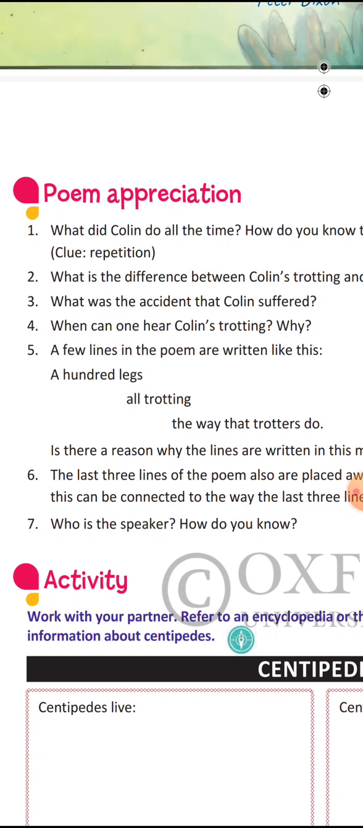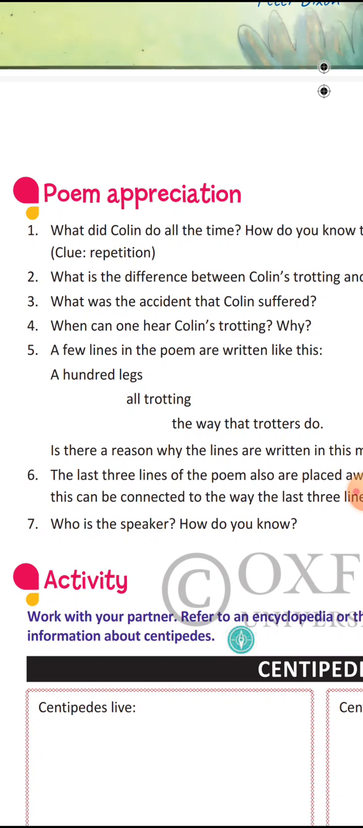Okay, next is your sixth one. You can do it on your own. And the last one, who is the speaker? How do you know? The speaker may be the resident of the house, or perhaps the child who keeps awake at night and observes all the little trotters that come out. It can be understood from the way that the speaker narrates the poem. So maybe the speaker is a child, or a person who keeps awake at night.